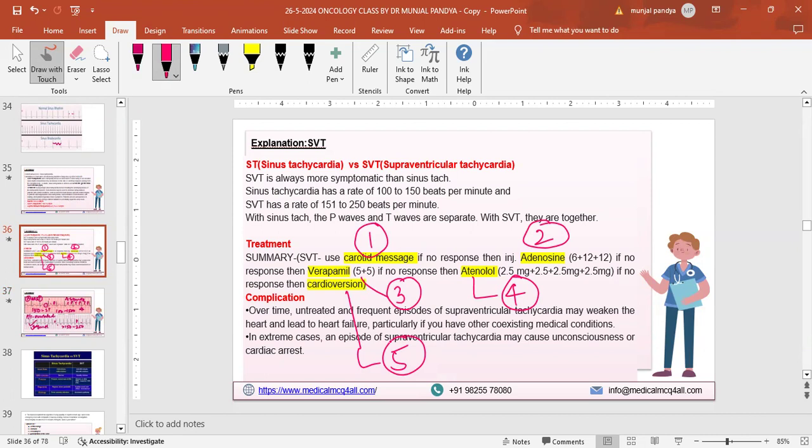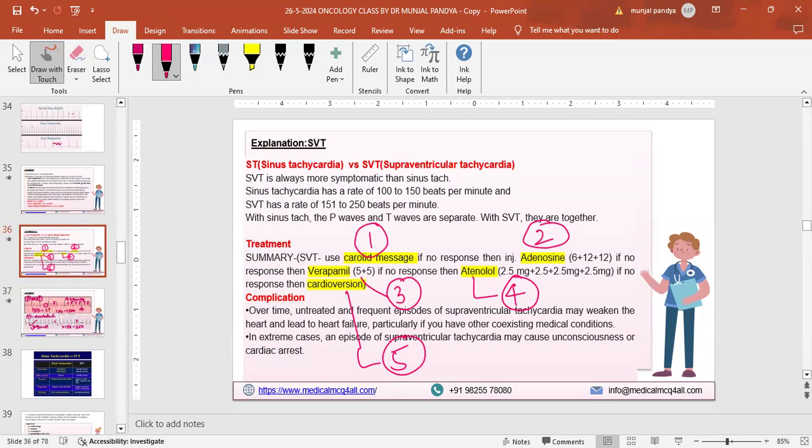Carotid massage, how will it help? In the carotid there is a sinus. If you do carotid massage, it will stimulate the vagal nerve, which is a parasympathetic nerve, and it reduces the heart rate. So the heart rate will come down from 250 to 150.